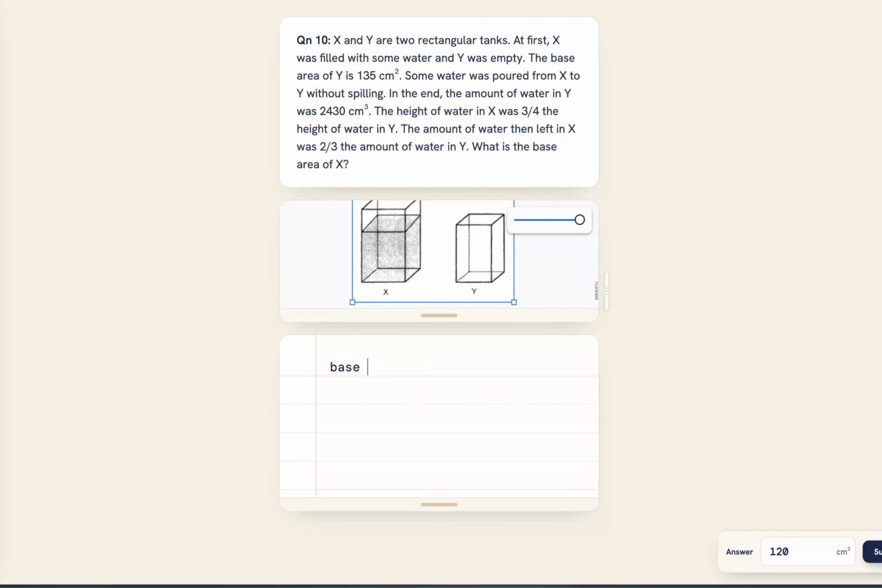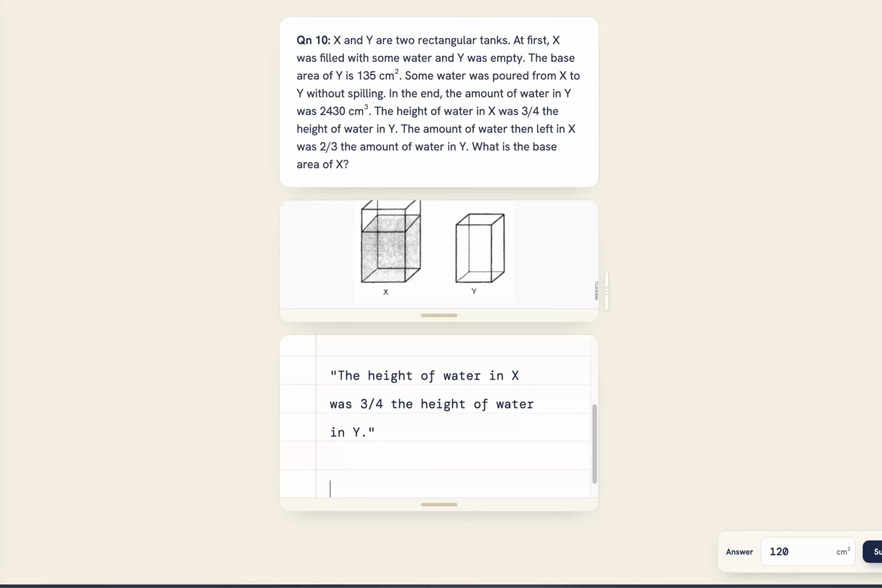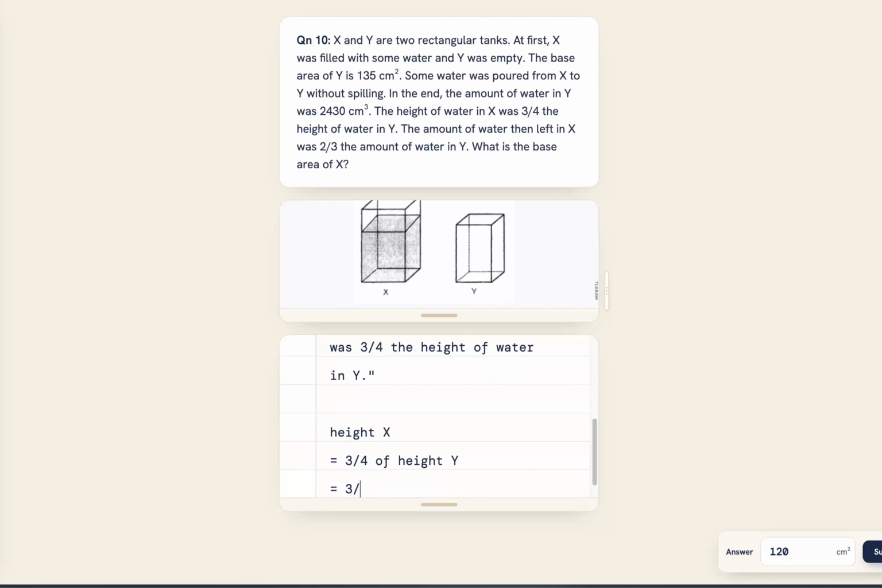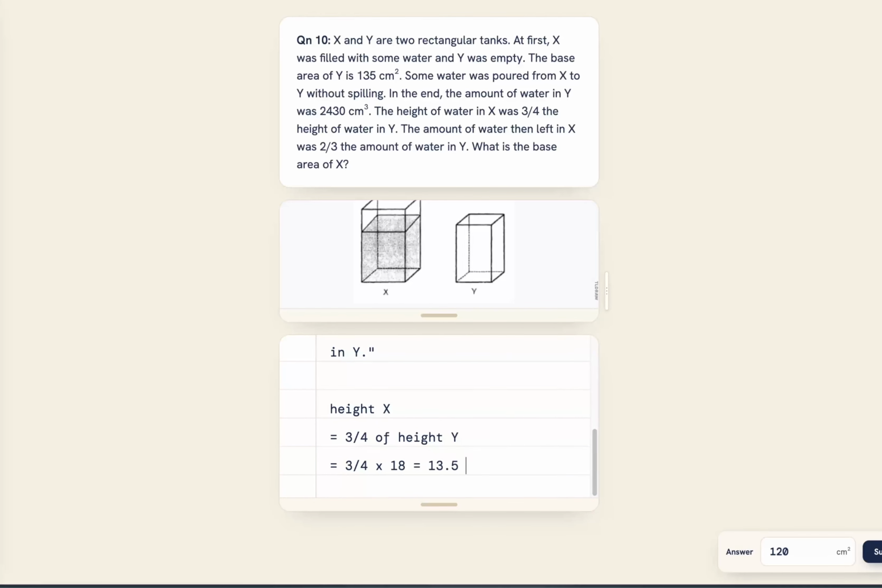So we know the base area of Y is 135 centimeters squared. Then the volume of water in Y is 2,430 centimeter cube. Therefore, the height of Y is 2,430 divided by 135, which is 18 centimeters. Then from the question, the height of water in X is 3/4 the height of water in Y. So height X is 3/4 of height Y. Do we know height Y? Yes, we do. So we just have 3/4 times 18, which is 13.5 centimeters.